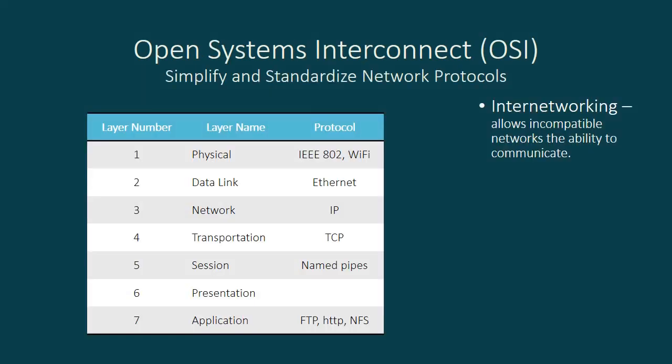So in 1984, the Open Systems Interconnection came out with a simplified and standardized way for creating and implementing networks. These were suggestions that essentially allowed various networks to communicate with each other. Ones that were incompatible before that period of time became compatible with this network.